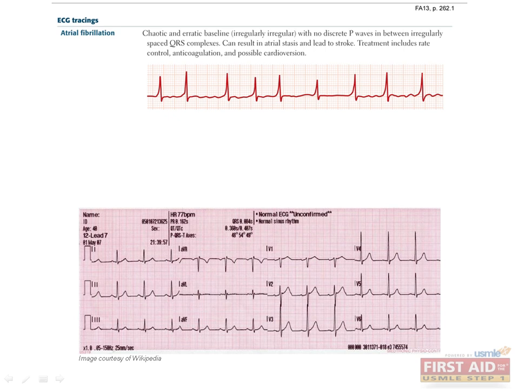Here's a question for you. During atrial fibrillation, what is controlling the atrial contraction rate and what is determining the ventricular contraction rate?